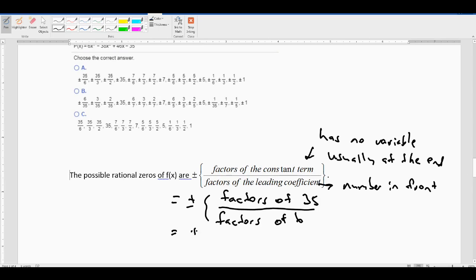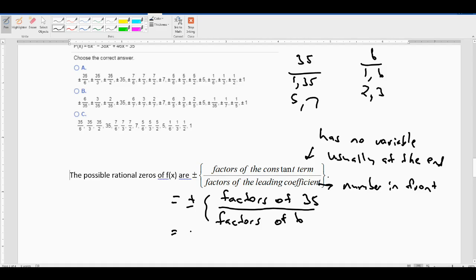So let's just see what we come up with. Factors of 35. I'm actually going to come up here and just list the factors of 35. I'm going to do them by pairs. So we got 1 and 35, 2 won't go, 3 won't go, 4 won't go, 5 will go, 7 times, 6 won't go, 7 goes, but we already have the 7, so we're done with factors of 35. Factors of 6. We got 1 and 6, 2 and 3.